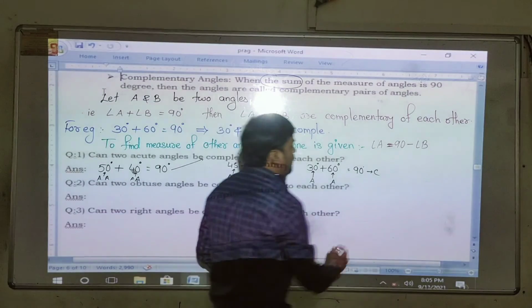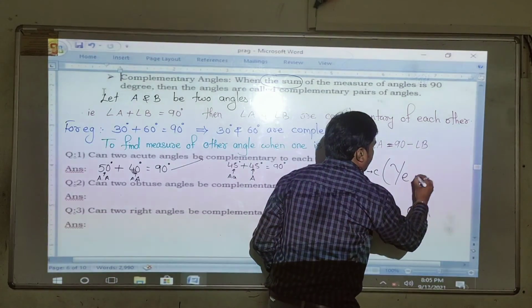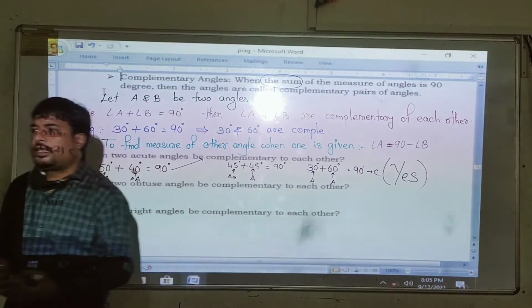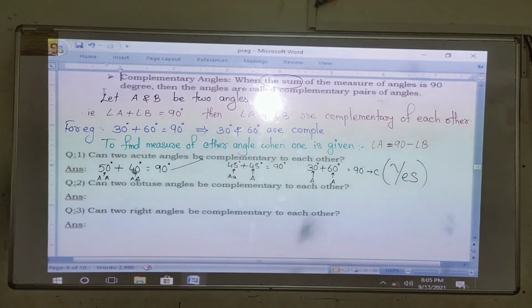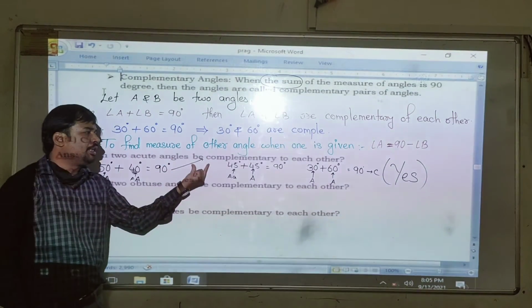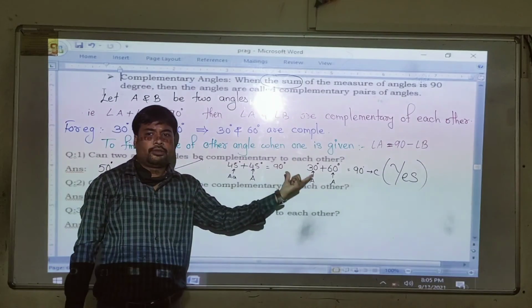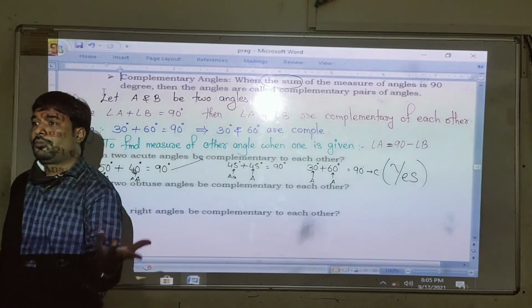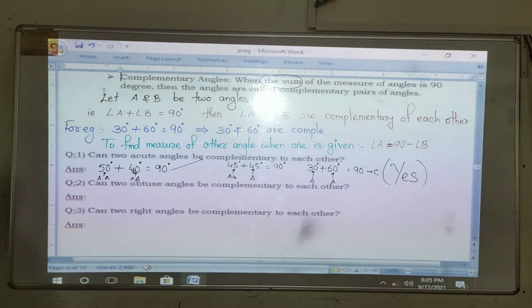So what will be the answer? Yes, it's true. Yes, two acute angles can be complementary to each other. 0 plus 90, 90.